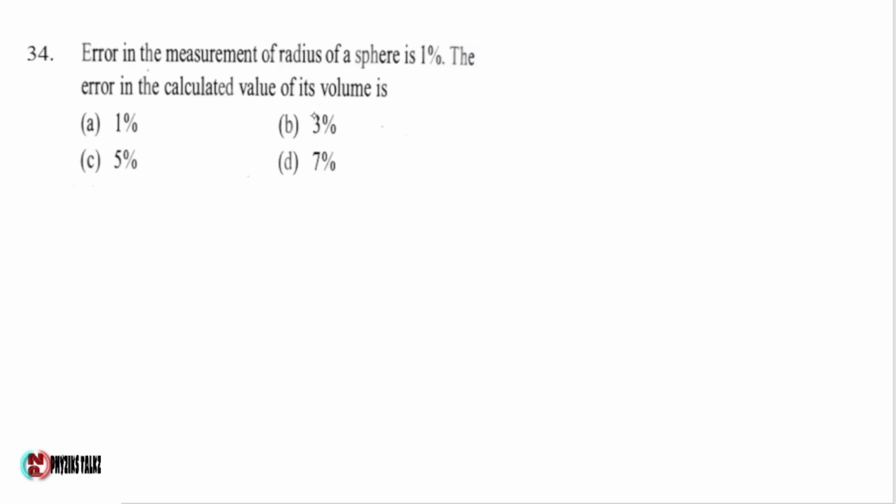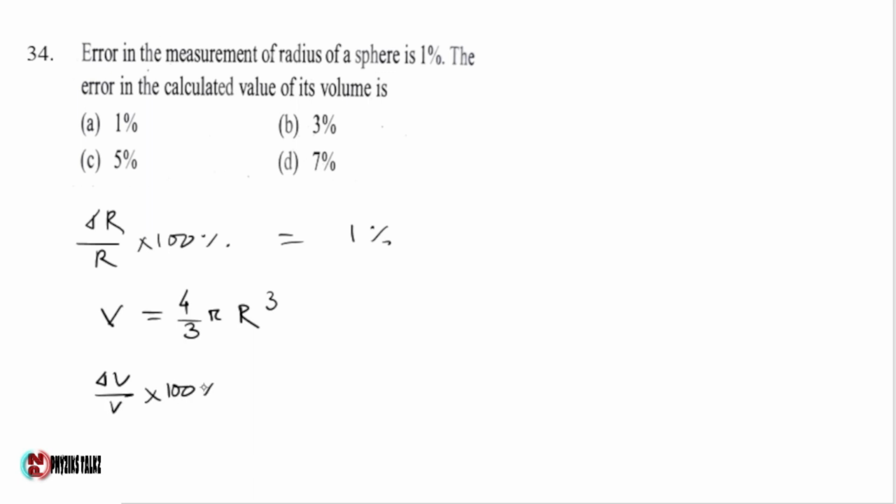Next question. Error in measurement of radius is 1%. So here given that delta R by R into 100% is 1%. Now volume of the sphere is given as 4/3 pi R whole cube. Now delta V by V into 100% equals 3 delta R by R into 100%, which gives 3 into 1% or 3%. So the error in volume is 3%. The correct option is option B.